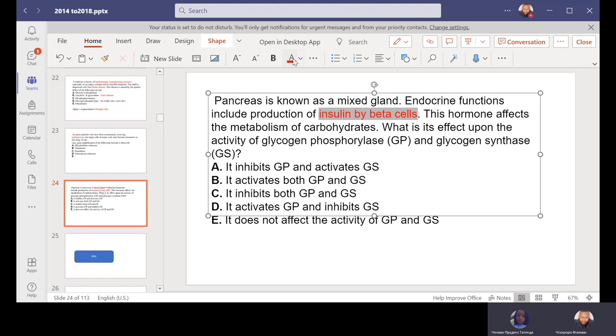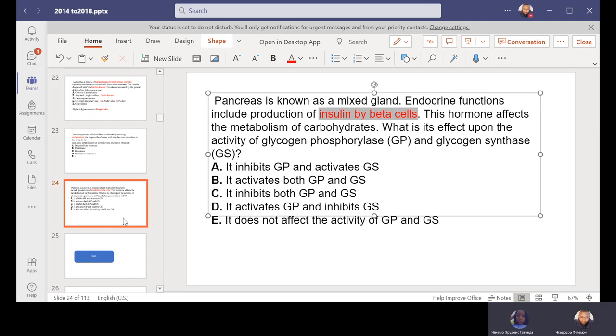Then glycogen synthase is activated by insulin, right? So if we combine the effects of these two hormones on these two enzymes, one hormone activates one enzyme and blocks another. For example, insulin activates glycogen synthesis and inhibits glycogen phosphorylase. Then glucagon does the opposite. So that's why A is the answer, right? Glucagon activates the GP, glycogen phosphorylase, and insulin activates glycogen synthesis.